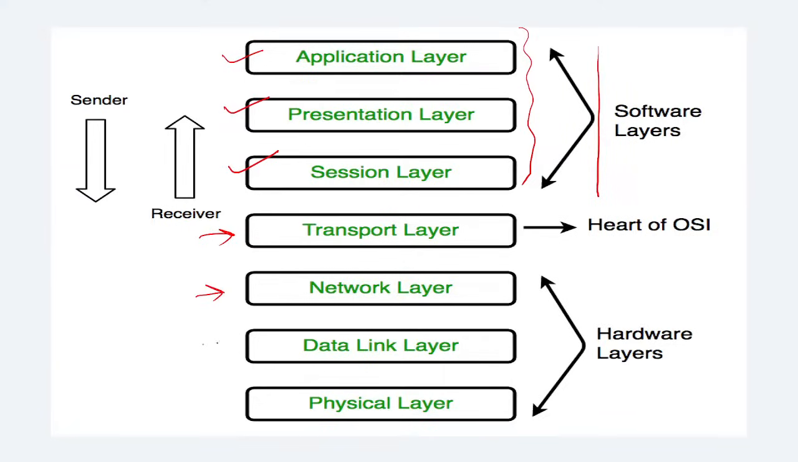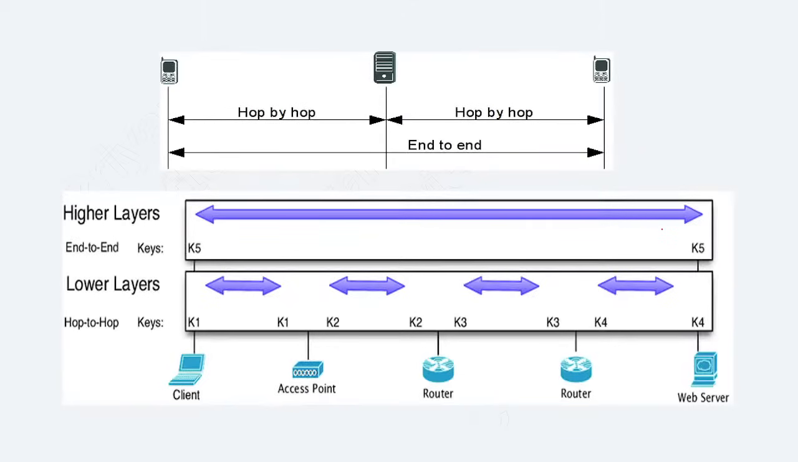Network layer, data link layer and the physical layer, these are the hardware layers. These are not related to your software. These are the hardware layers, and this layer, that is the transport layer, is the heart of the OSI model. Okay, so here is the hop to hop and end to end.